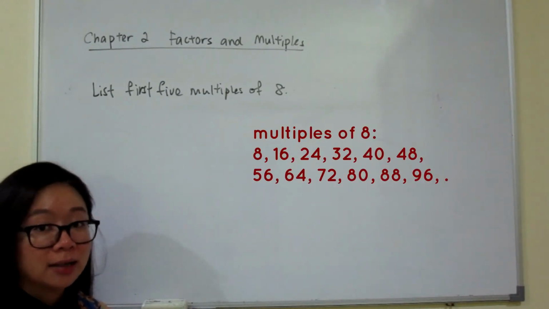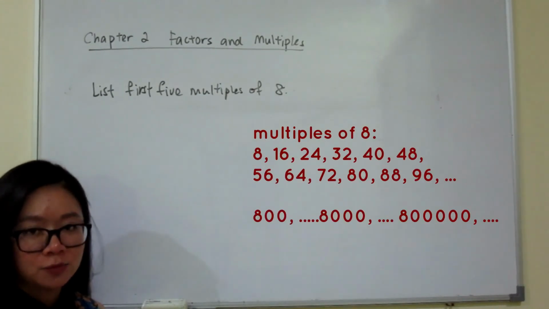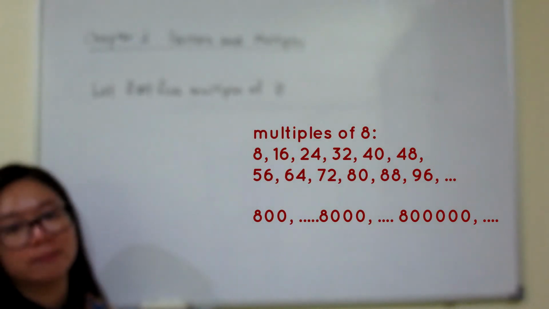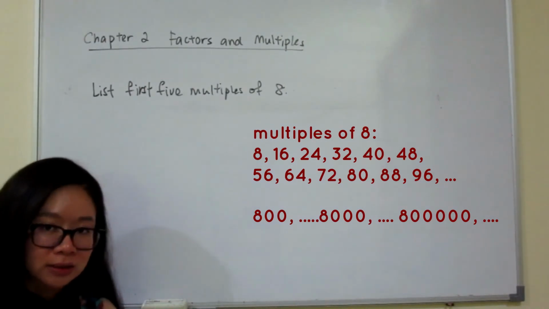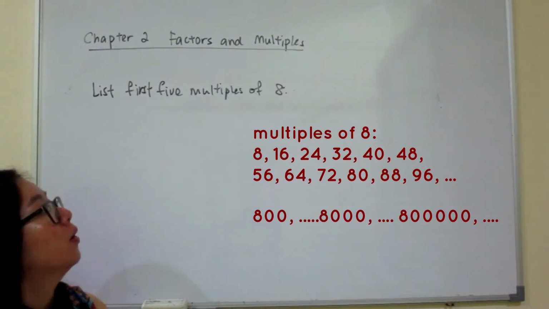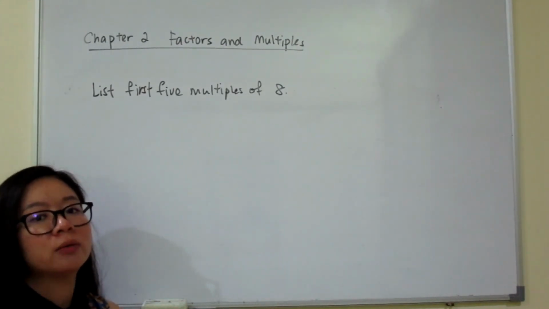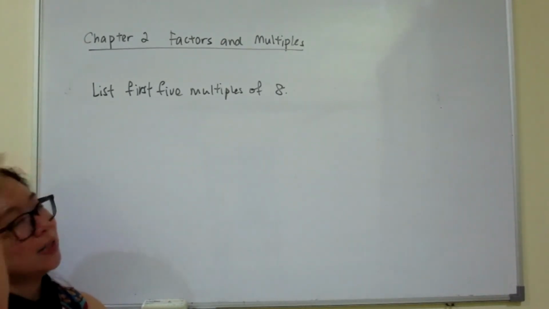Let's say for 8, the multiples of 8 are 8 times 1, that's 8. 8 is the first multiple. 8 times 2, 16. 8 times 3, 8 times 4, times 5, times 6, times 7, times 8, until infinity. Times a million, billion, yeah, so it's an infinite list. So usually the question asks you to list down the first few multiples of a number, not everything, okay?